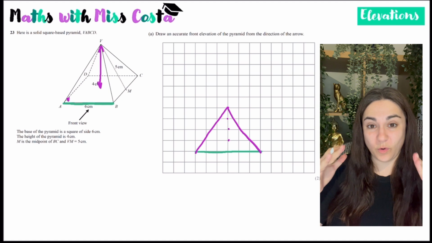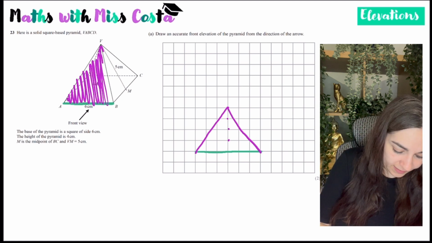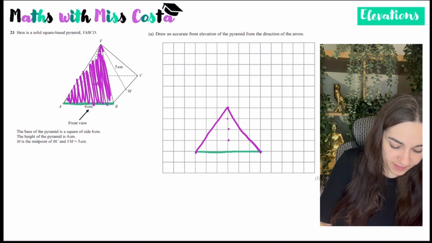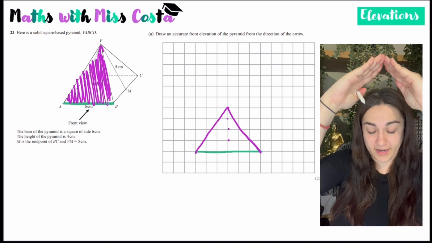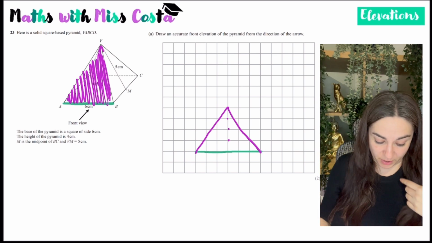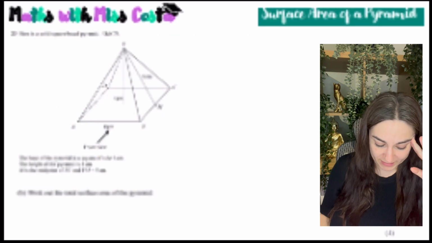You're just thinking, what is it going to look like? From the front elevation essentially means if you were looking at this face, what would it look like? So think of the vertical height and then think of the base, and they're both pieces of information that you've been given.